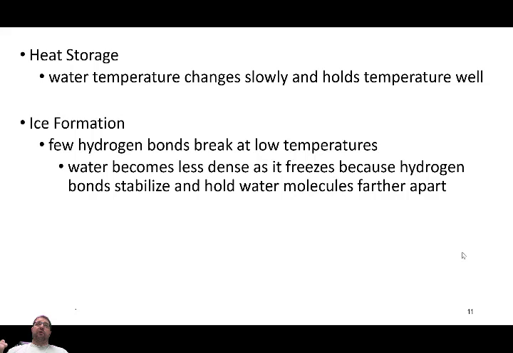Okay? Now, that's even if there's a sheet of ice on the top of the lake and you drill a hole and you drop your thermometer, 4 degrees Celsius at the bottom. This is a great property.